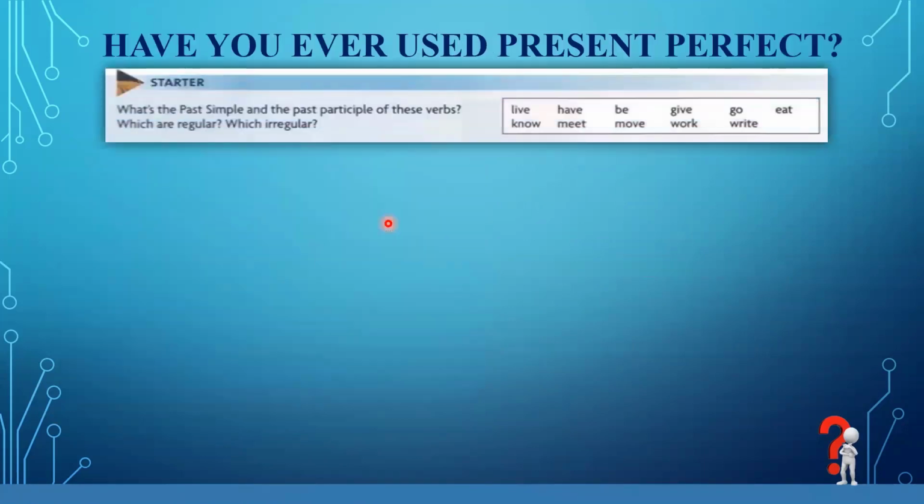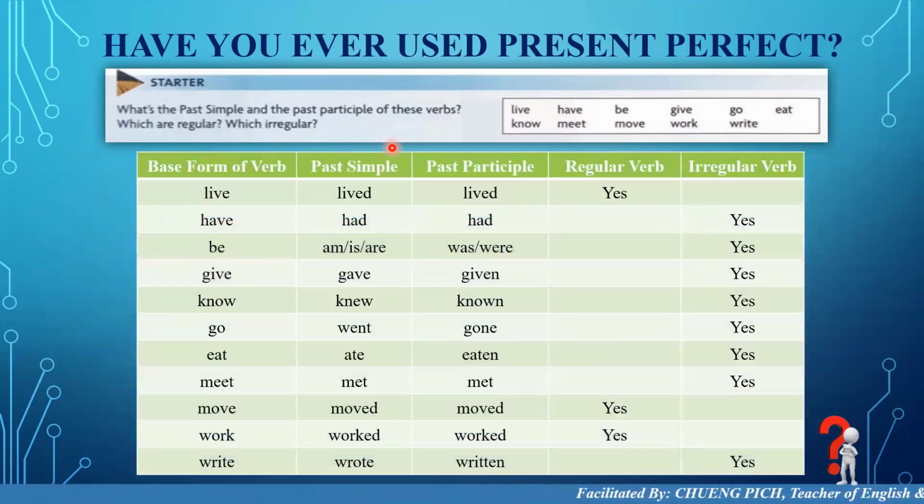Let's move on. So have you ever used the present tense? Ask yourself this question. And here another question: what's the past simple and past participle of these verbs? Of the verbs in the box here, which are regular and which are irregular? As you know, regular verbs are the verbs that don't change, but irregular verbs change their form. Okay, so let's take a look at this table for you.